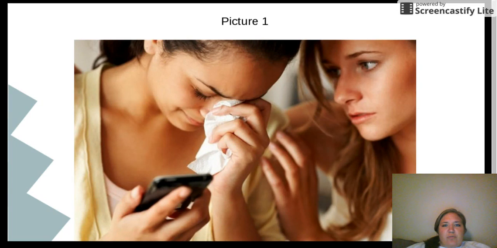So from this picture, if we were to make some observations, we might say things like the woman is holding her phone, or the woman is crying, or her friend's hand is on her shoulder. And then from those observations, we can then make inferences. So I could say, the woman just found out her dog is sick, and that is why she is crying. And that is an inference that we might be able to make if we knew a little bit more about this picture.